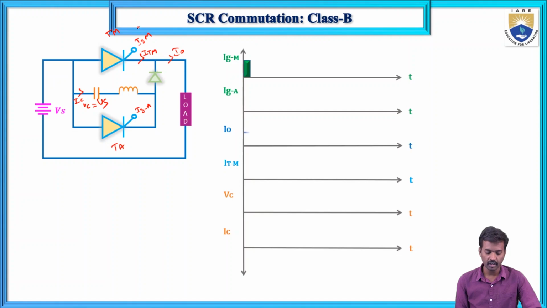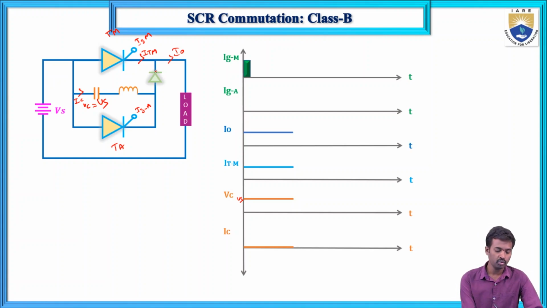What will happen here? The load current is always constant, that current is I0, and the ITM current is also the same I0. After that, the capacitor voltage VC is initially the Vs voltage, and the capacitor current is initially 0 because it is open circuit. This diode is in reverse bias, which means that current is 0.